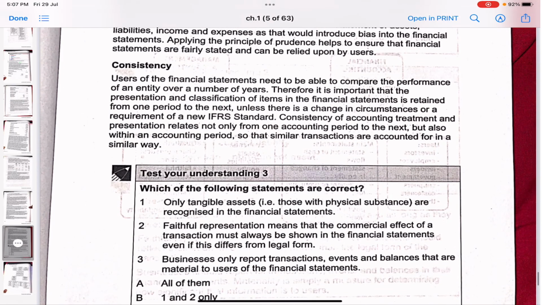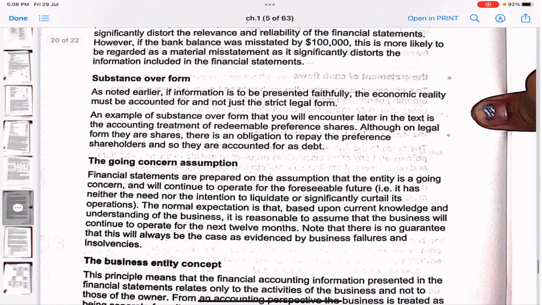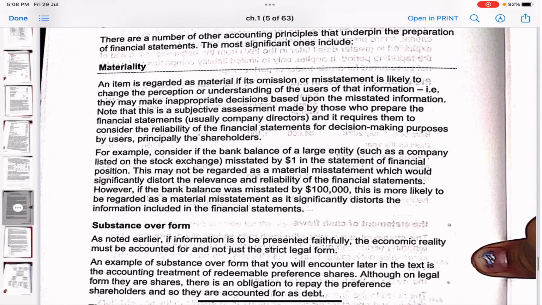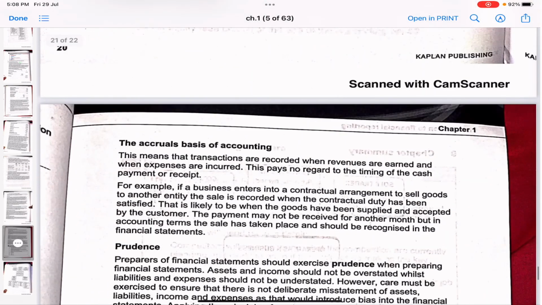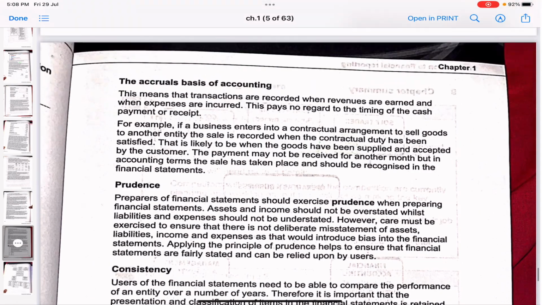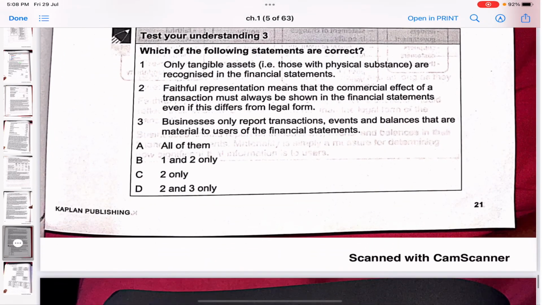Now, let's see what the consistency is. Consistency is that you need to use the same principles, the same format, the same procedure every year. You need to be consistent with whatever methodology you are using. So, what are the principles we saw? We saw what materiality is, we saw what substance over form is, we saw what going concern is, business entity, accruals, prudence, and consistency.